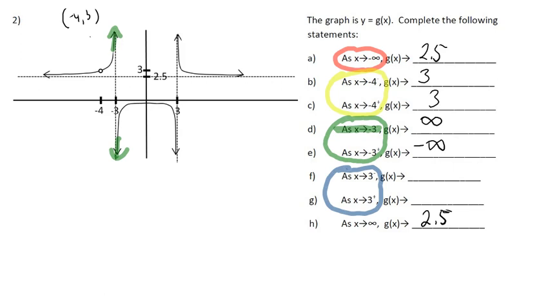All right? And so this left arrow is leveling off at 2.5. Both sides of the hole, I'm approaching a y value of 3. Then for my asymptote, I'm up on the left, down on the right. So +infinity, -infinity. Then my second asymptote, I'm down on the left, up on the right. So -infinity for F, +infinity for G. And then the right-hand arrow is leveling off at 2.5.